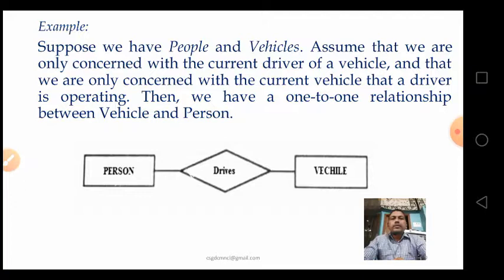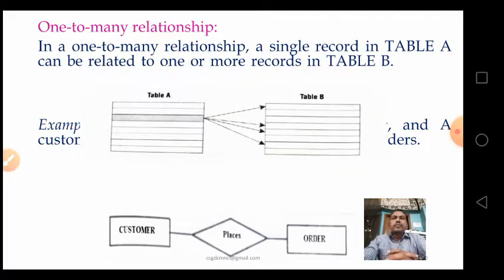Next, the one-to-many relationship. A one-to-many relationship means a single record in table A can be related to one or more records in table B. That is called a one-to-many relationship.